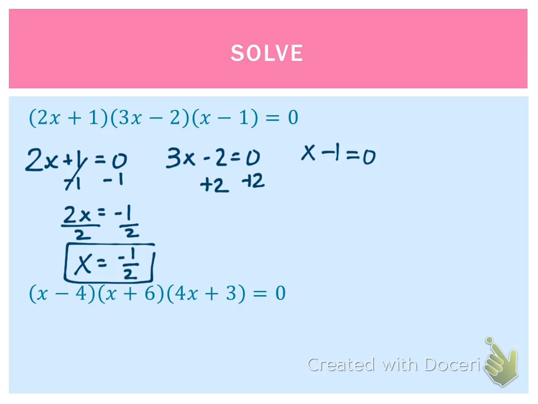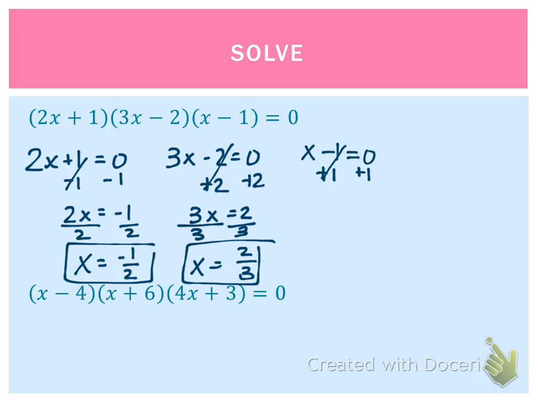Add 2 to both sides on the next problem. 3x is equal to 2. Divide by 3, x is equal to 2/3. And then the last one, we just add 1 to both sides, and x is equal to 1.